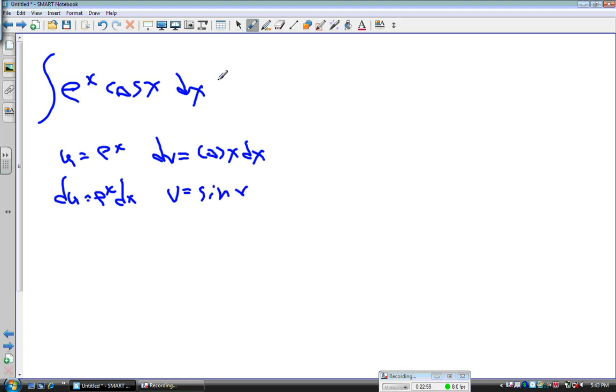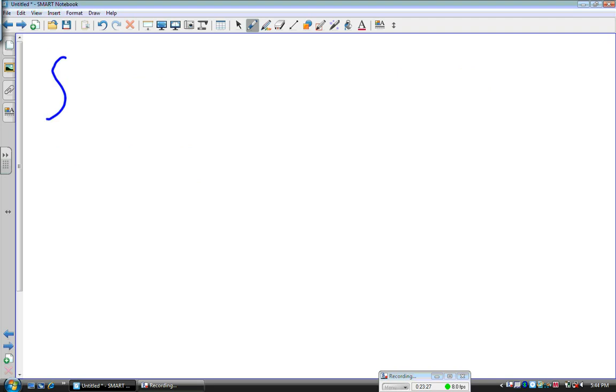So u times v is e to the x sine x minus the integral of v du, which is going to be the integral of e to the x sine x dx. Well, look what happened. You ended up with an integrand that's not simpler, but not more complicated. It's more or less on equal par with what we had. So what are you going to do? Well, I'm going to do this on a separate page. Let's do e to the x sine x separately.